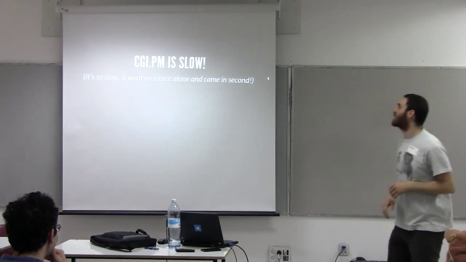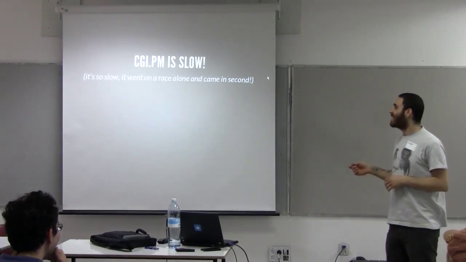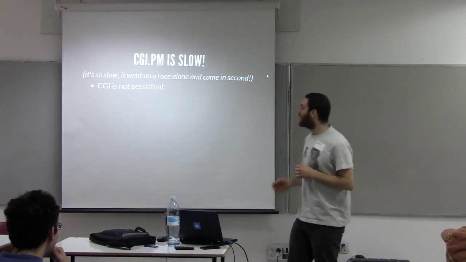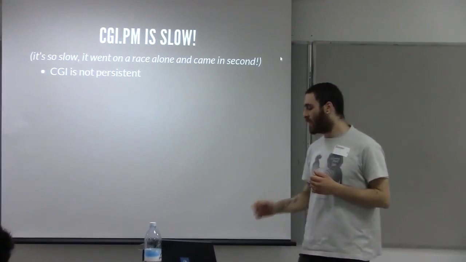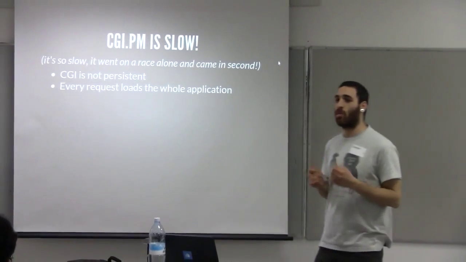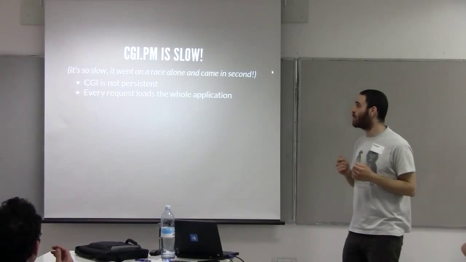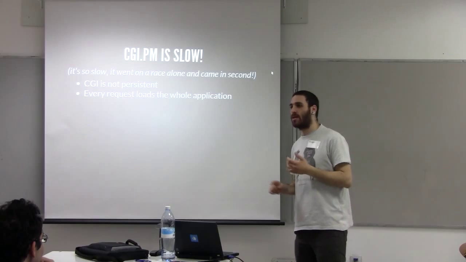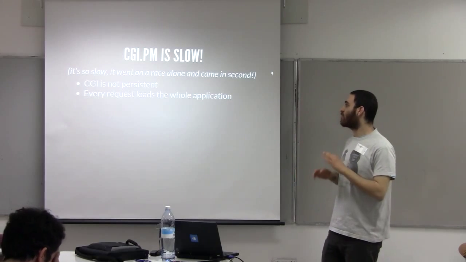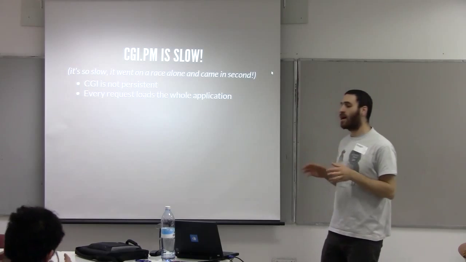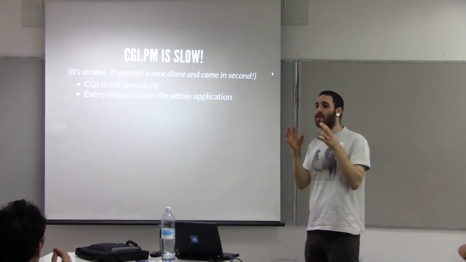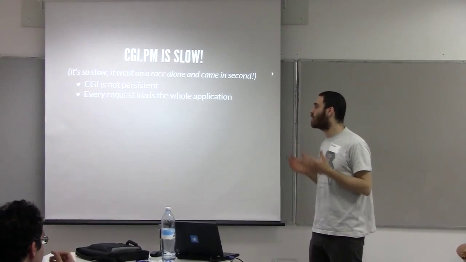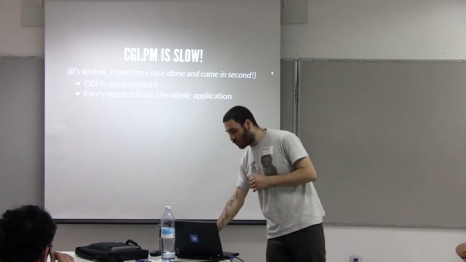First of all, it's so slow it went on a race alone and came in second. That's how slow CGI.pm is. CGI.pm is not persistent, which means that for every request that someone makes to a page that is written in CGI.pm, you load the entire application, including all your modules, including CGI.pm itself, including every piece of logic that you have there. Everything gets loaded again, including the interpreter itself. The interpreter doesn't stay in the background, it keeps loading all the time, which makes it really, really slow.